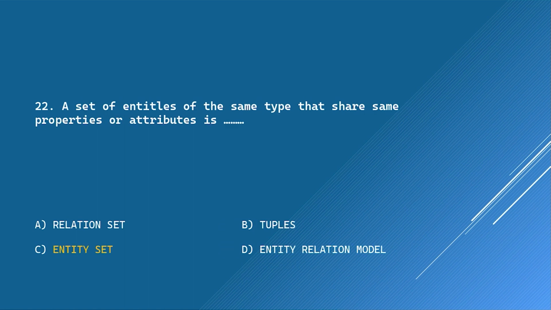22. A set of entities of the same type that share the same properties or attributes is? A. Relation set. B. Tuple. C. Entity set. D. Entity relation model. Correct answer is entity set.